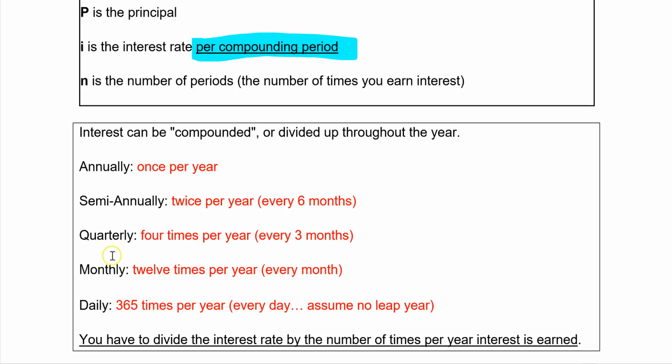Quarterly, like 4 quarters in a dollar, means 4 times per year, which would be every 3 months you earn interest. Monthly is once a month, so 12 times per year. Interest could even be daily, which is 365 times per year, basically every day, and we assume no leap year if we're doing that. It would be great if the interest rate was 7% and you earned 7% each day. Your money would grow so fast, but it doesn't quite work that way. You have to divide the interest rate by the number of times per year that interest is earned.